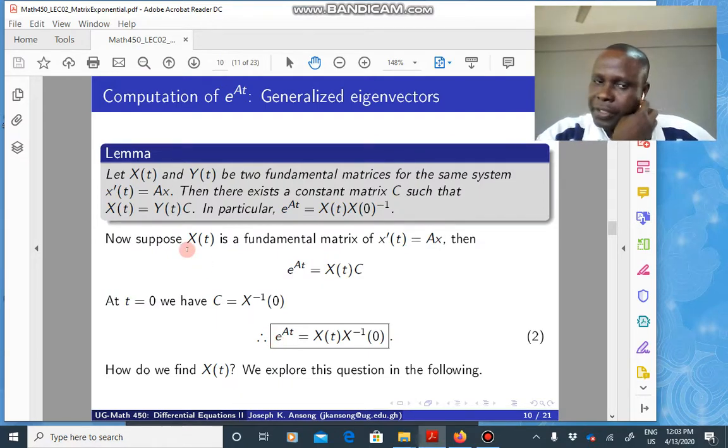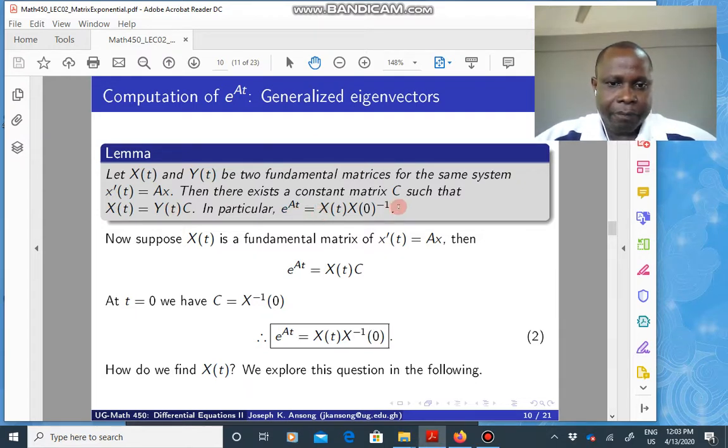This lemma says that if I have X of t and Y of t to be two fundamental matrices for a system, then there is a constant matrix C such that these two fundamental matrices are just constant multiples of each other. One is a constant multiple of the other if you want. And from this you can show that the matrix exponential can be written as this.